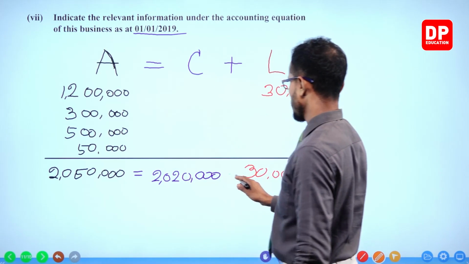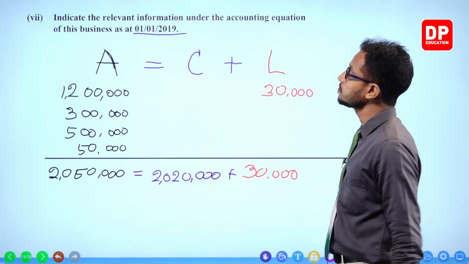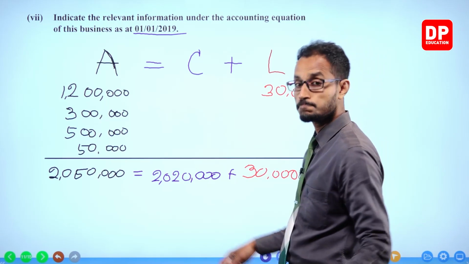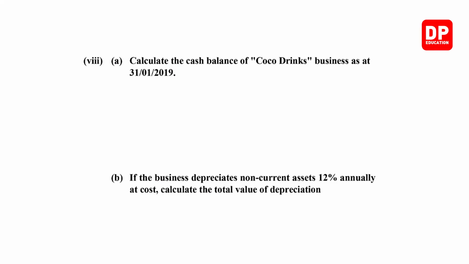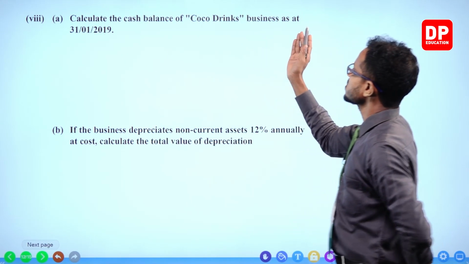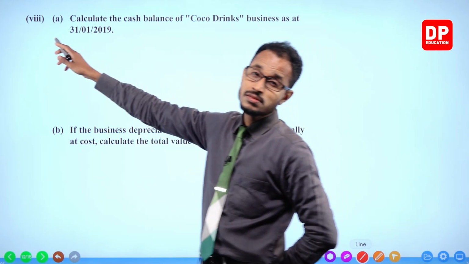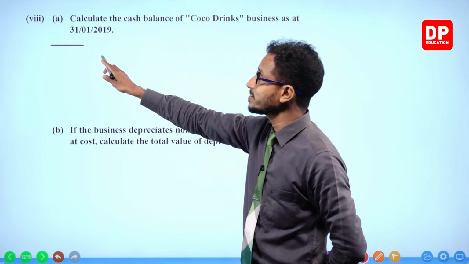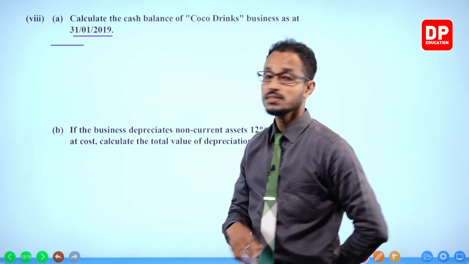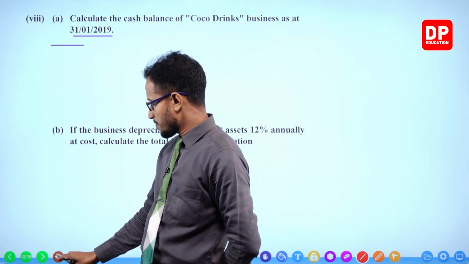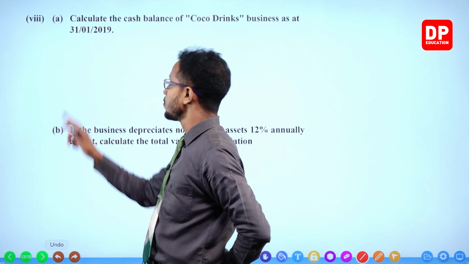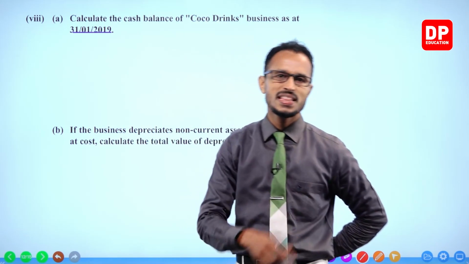Equals. Okay, here we go. Next question, the 8th question: calculate the cash balance of Cocoa Drinks business as at the end of the month. Which means you have to prepare the cash book. That is the easiest method.